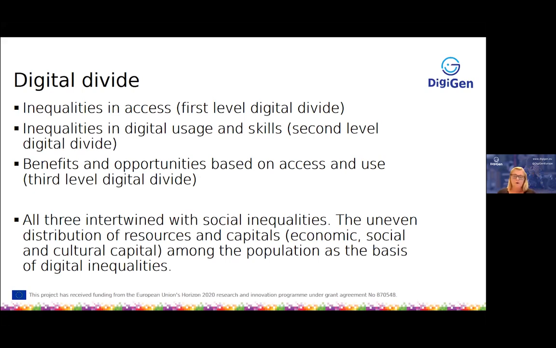Finally, researchers have also identified a third-level digital divide that refers to inequalities in terms of the benefits, and that's the important part, and concrete outcomes that users can gain from ICT usage. Here is where we have too little research and where DigiGen hopes to add some to the research field on how some children and young people then benefit from this technology.